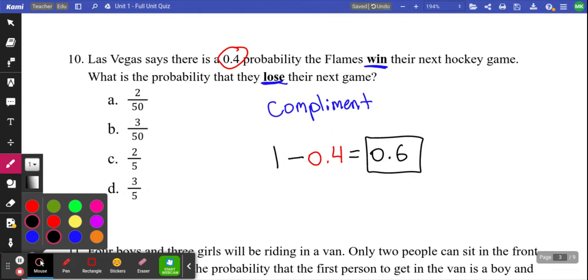0.6 is the answer. Again, if you look, none of these match up. So you should be putting these in your calculator into decimals, right? 2 divided by 50, 3 divided by 50, like that. You should find that this one is 0.6. The answer is D.